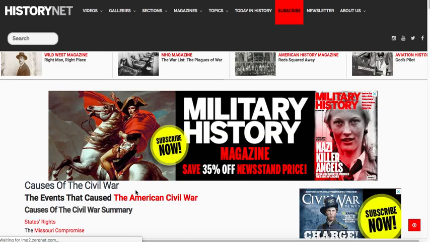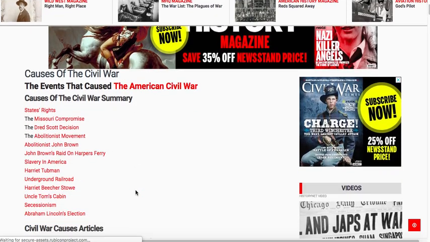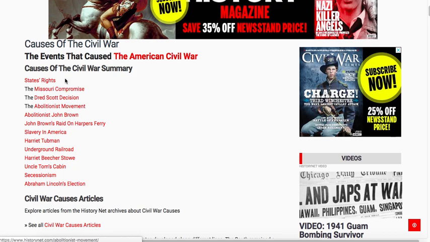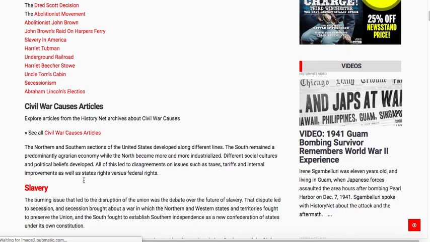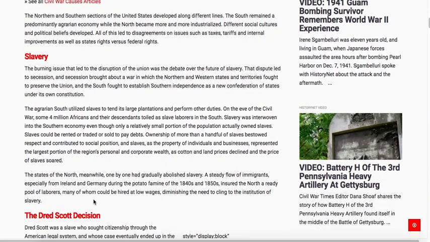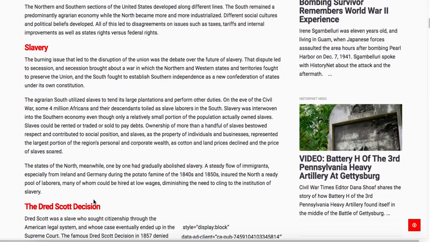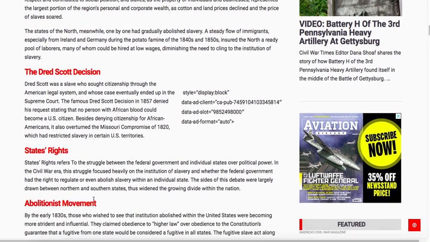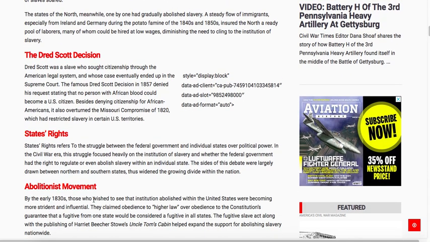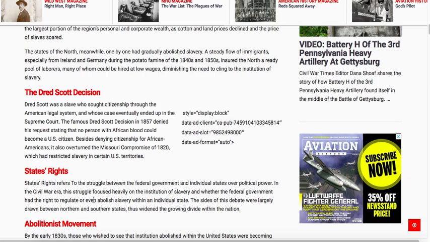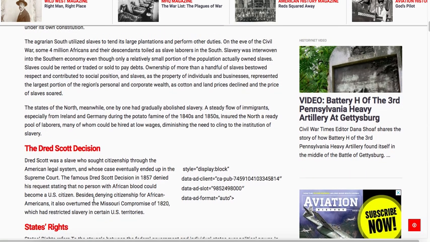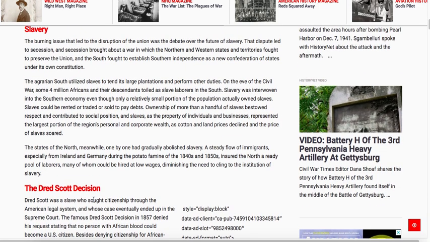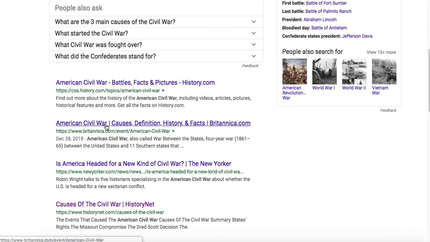So here it is talking about the causes of our Civil War, and it gives us a huge list of events that led up to the Civil War, and then it's listing several other articles, and it gives me a summary where we talk about slavery and each of these decisions. So this might be a great starting point, but if I start reading this and I find that it's a little confusing or I don't understand what it's saying, it's not a good source to use and I wouldn't want to use it. So let's go back and look at the Britannica and see what it says.